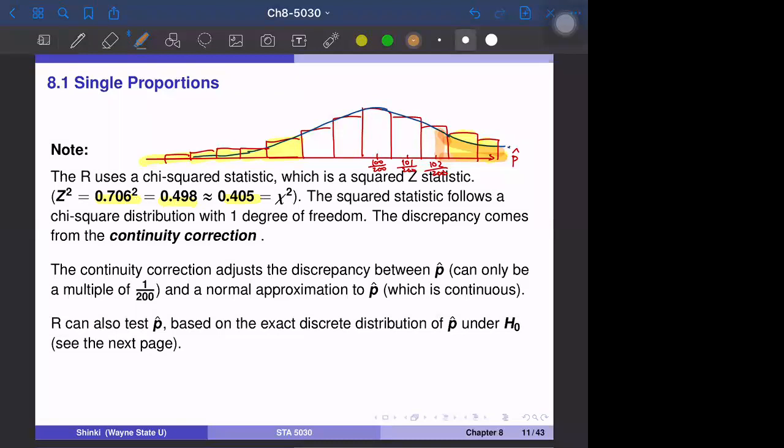On the left-hand side, it's the same. So we need some continuity correction, especially as this part is different, so we have to correct it. And R did the continuity correction. So actually, the R calculation of z square of 0.405 is more accurate. In general, if your result is slightly different from R, probably R did some adjustment for a better approximation or a more exact solution, so you can rely on it.